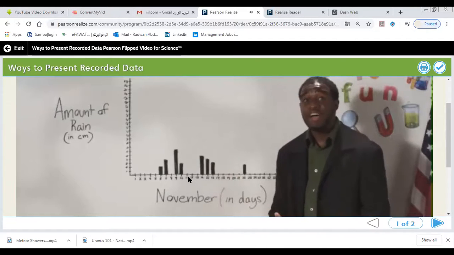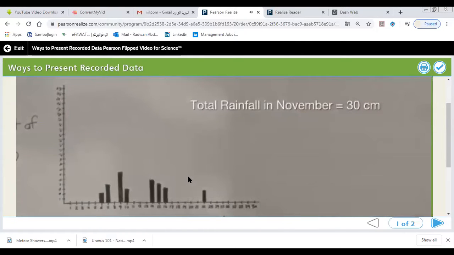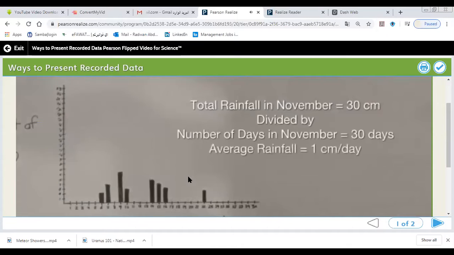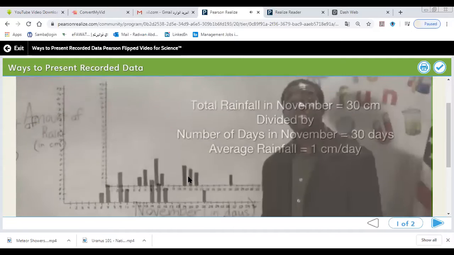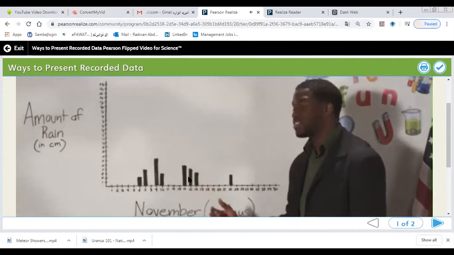Well, to find the average, we add the amounts together to make 30 centimeters and divide by the number of days in November, which is 30. Our answer would be 1 centimeter of rain per day is our average amount. In this lesson, we discussed ways to present our recorded data from an investigation.